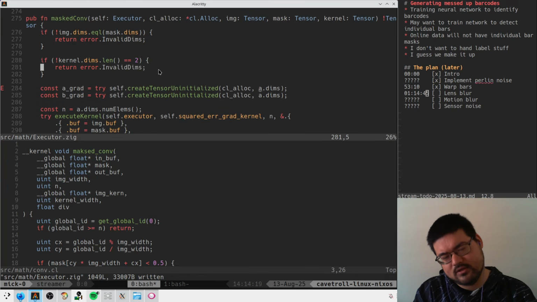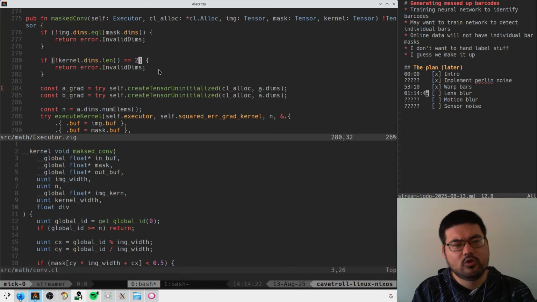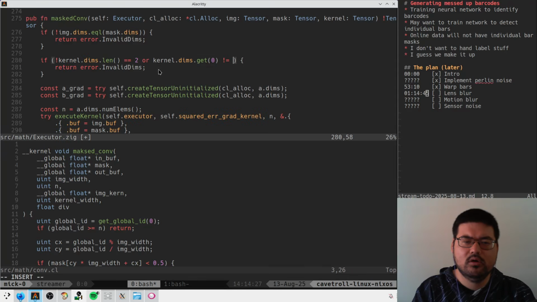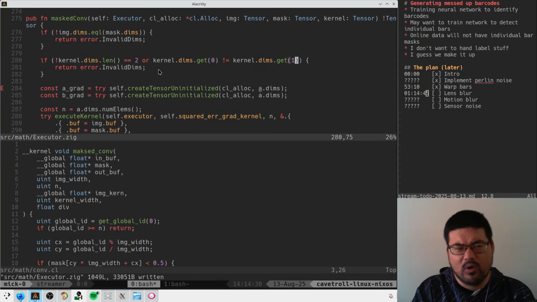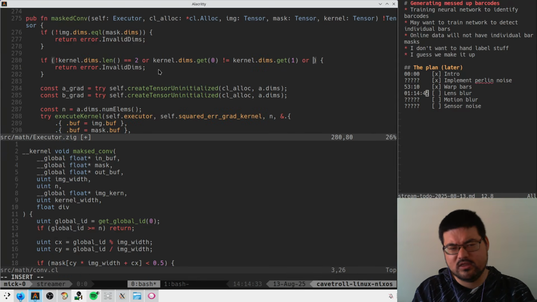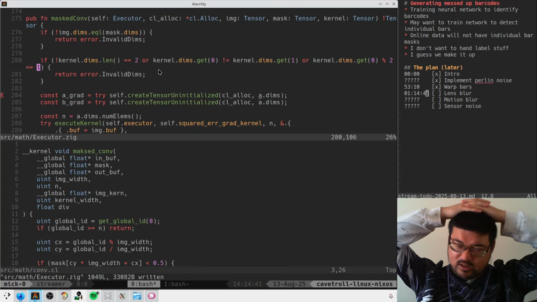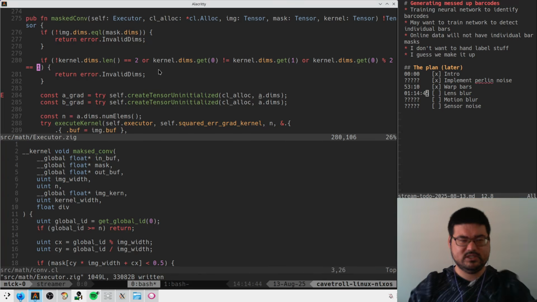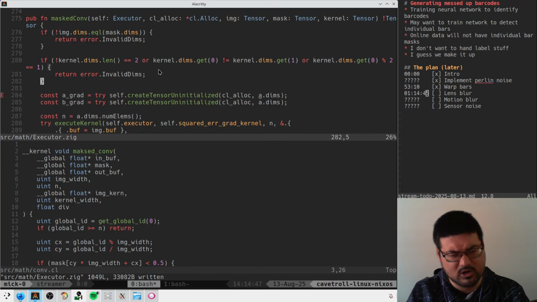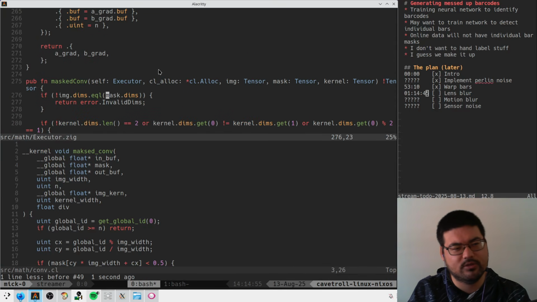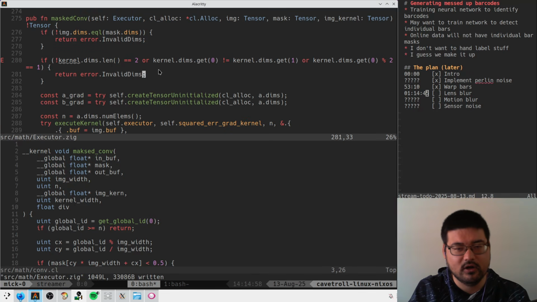And we also want to check that the dimensions are not the same. And while we're here, let's also check that kernel dims get 0 % 2 is equal to 1. I just want to make sure that it's odd size, because I don't really know what happens if they're even size right now, and I don't want to think about it. So we'll just say that they have to be odd. That's a restriction that we could probably lift later. So now we have a kernel. I guess the word kernel is overloaded here, so let's call this image kernel.